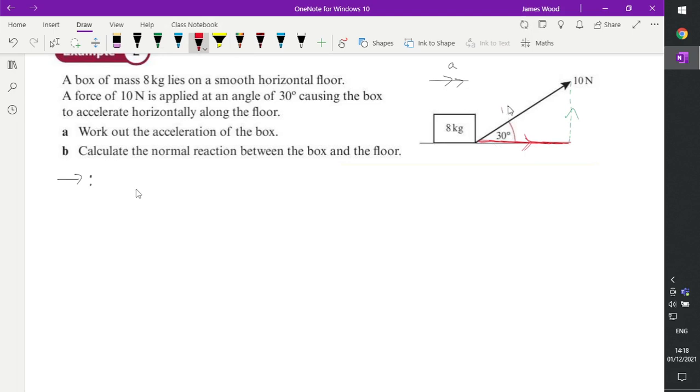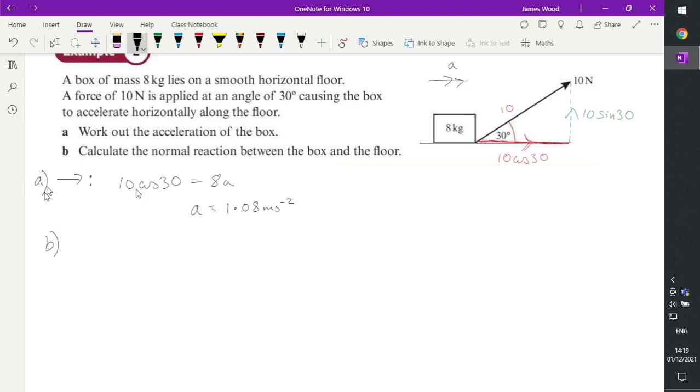So for this horizontal value, the hypotenuse is 10, and this is adjacent to the angle, so this is going to be 10 cos 30 for that force there. The vertical force would be 10 sine 30. We're then going to do the same approach, resolving horizontally. So forces to the right would be 10 cos 30. It says it's smooth, it doesn't say there's any friction. So we've just got 10 cos 30 equals ma, so that's 8 times a. I can type this into my calculator: 10 cos 30 divided by 8, and I get 1.08 meters per second squared as the acceleration.